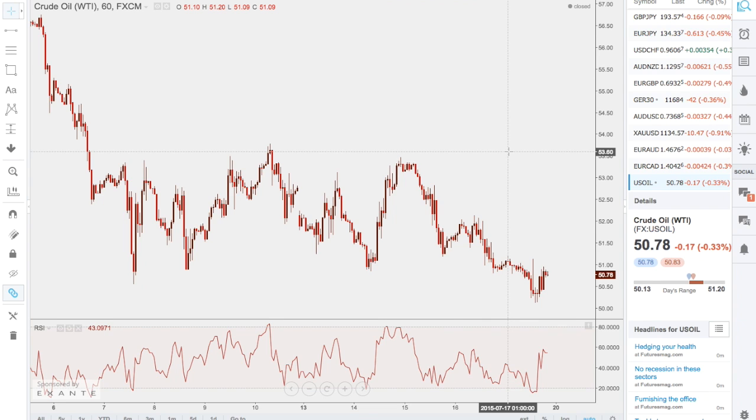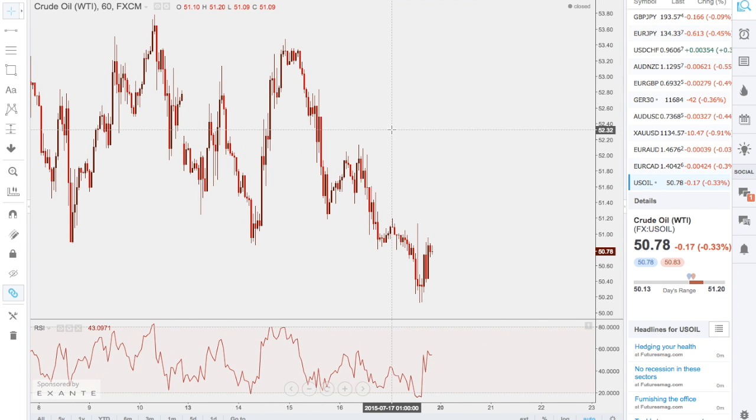But the overall trend of US oil is still downwards. So our bias is that this trend is going to continue. What I'll be looking for is a short entry. Which level is a decent entry for us to enter a short position?